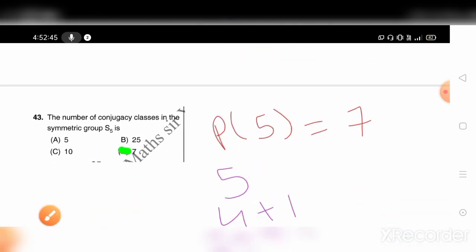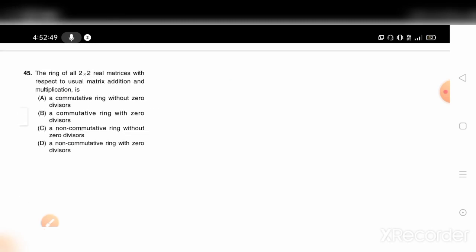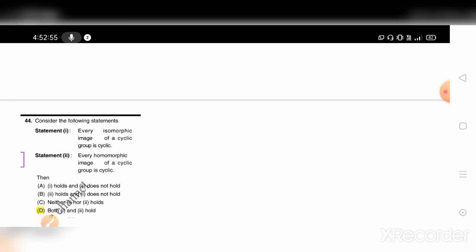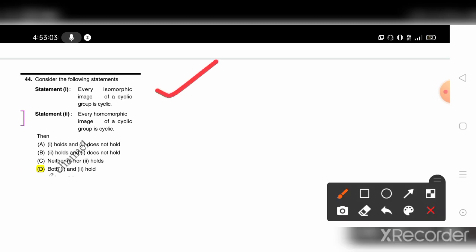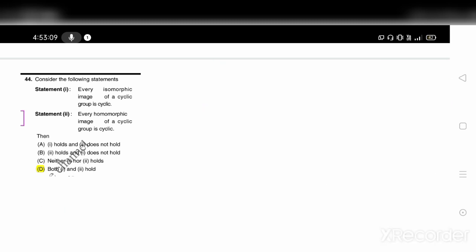Option D is correct. The ring of all 2 cross 2 real matrices with respect to usual matrix addition and multiplication. Next question. Statement 1 is given: every isomorphic image of a cyclic group is cyclic. This is correct. And every homomorphic image of a cyclic group is cyclic. This is also correct. So option D is correct.